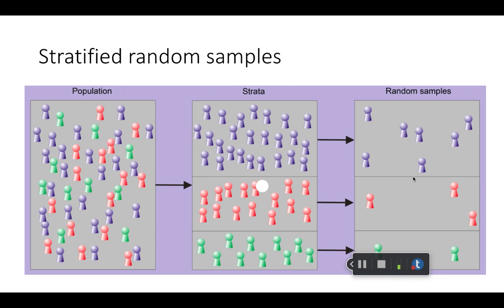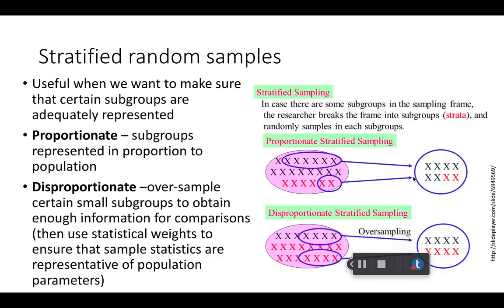So stratified random samples take a population and divide it into strata. These are important subgroups for the purpose of this particular study. And then they take random samples of each stratum, each subgroup, to make sure that the groups are represented in some way in the sample. So we might be sorting by age or religion or ethnicity, and then taking random samples of each group to comprise a sample for the study. This is useful when we want to make sure that certain subgroups are adequately represented.